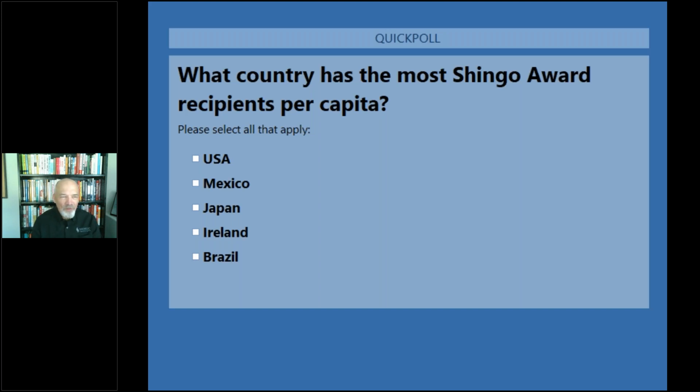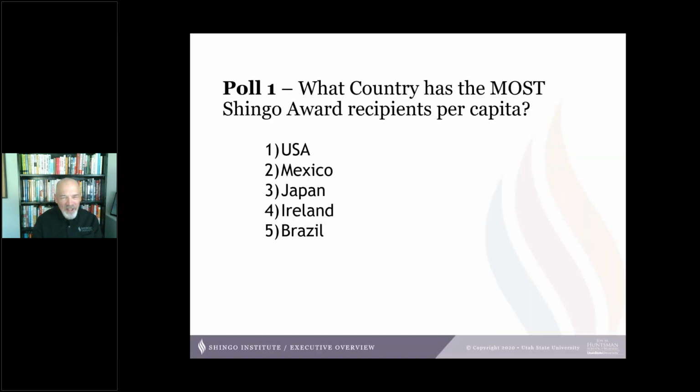Okay, so we have 26% said USA, 7% Mexico, 20% Japan, 41% Ireland, and 7% Brazil. Excellent. So 40% of you got it right. It is Ireland, and it's not even close. The first Irish recipient was in 2011, but since then they have had many, and so many I can't even count them, but well more than, I think the last time I counted was about 17 recipients. It's a country, as you know, of just under 5 million people. And so it has an extremely high number of recipients per capita, about 10 times the closest competitor, which is, and I didn't put this up here, the one that has the most award recipients per capita in the number 2 place is none of the above.